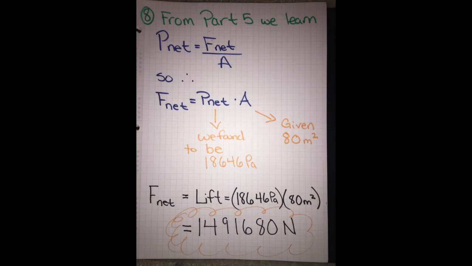Now we will take the P net that we received before and implement it into this equation. By algebra, F net equals P net times area. We are now going to take the P net we just received from step 7 and multiply it by the area that was given. If we do this simple multiplication, we will get that F net equals lift, which equals 1,491,680 newtons of force. And this is a simple way that engineers calculate the lift force on airplane wings.